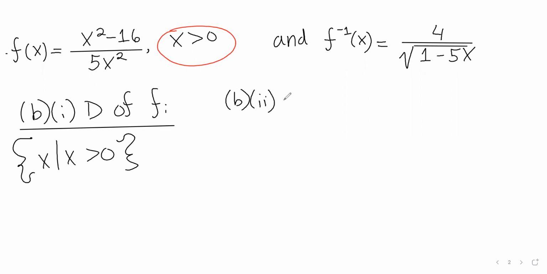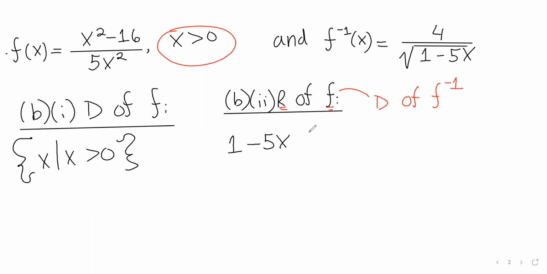Next, find the range of the original. Now, to do so, take the opposite of each thing provided. So the opposite of range is domain. The opposite of f is f inverse. So the range of f would be the domain of its inverse. Okay, so the domain of the inverse would be the expression under the radical must be greater than or equal to 0.